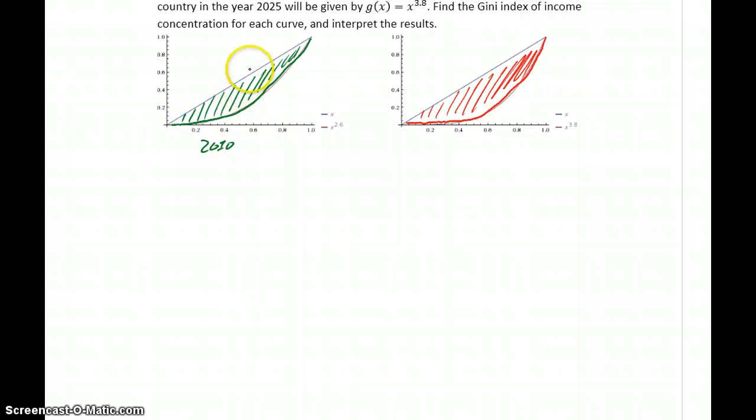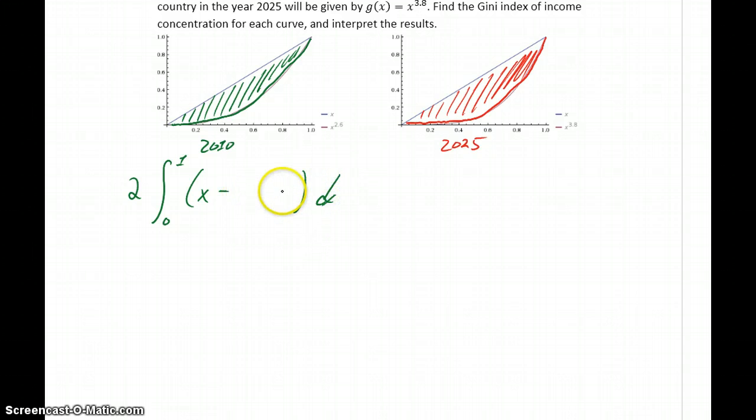So for our first graph, for the 2010 data, and this one is 2025. So for our 2010 data, this is going to be 2 times the integral from 0 to 1 of x minus whatever our Lorenz curve is, dx. So that's just the general formula for the Gini index. And in this case, our function is x to the 2.6.